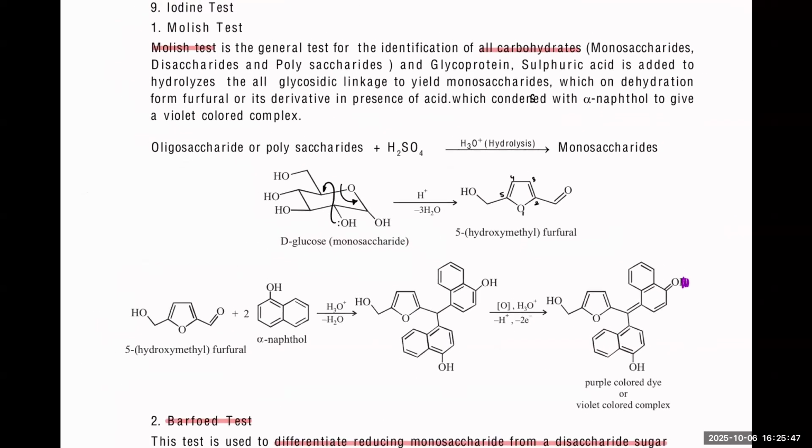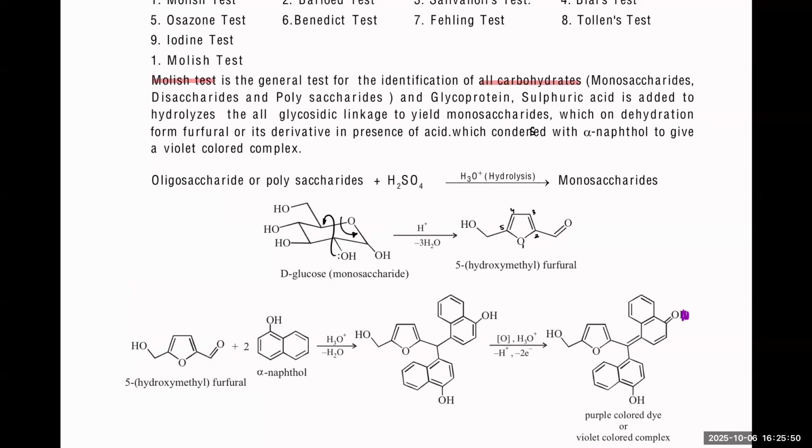Clear? Molisch test is important in terms of the structure also, and what exactly the reagents used. Okay, let me repeat again. You take any oligosaccharides or polysaccharides, convert them into monosaccharides. Once you get monosaccharides, you will do a controlled amount of dehydration to convert into furfural. And once you get furfural, when you react with alpha naphthol, it will turn out to be a purple color complex. Done? This is called Molisch test.